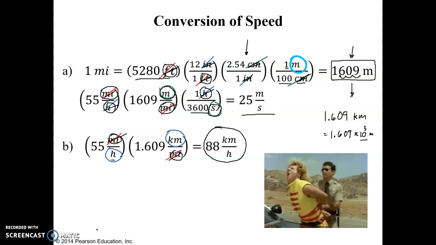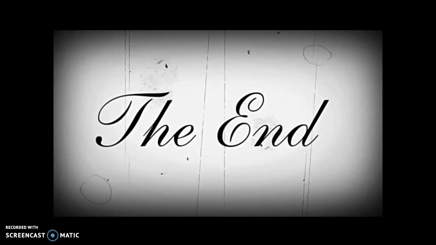Okay, so that's the speed that Sammy Hagar cannot drive. He's got to drive more than 88 kilometers per hour. Okay, so that brings us to the end of chapter 1. This is a pretty introductory, pretty basic chapter, and we'll get into more physicsy kind of stuff in the next chapter.